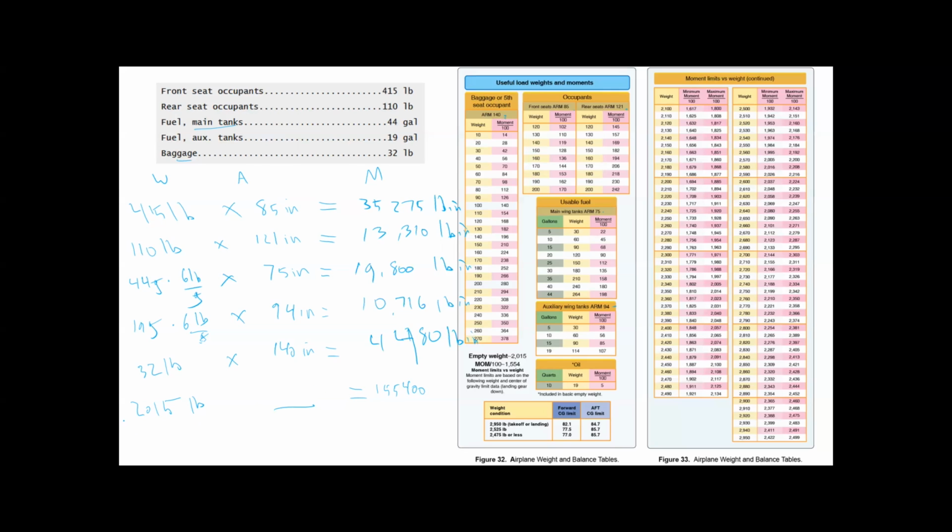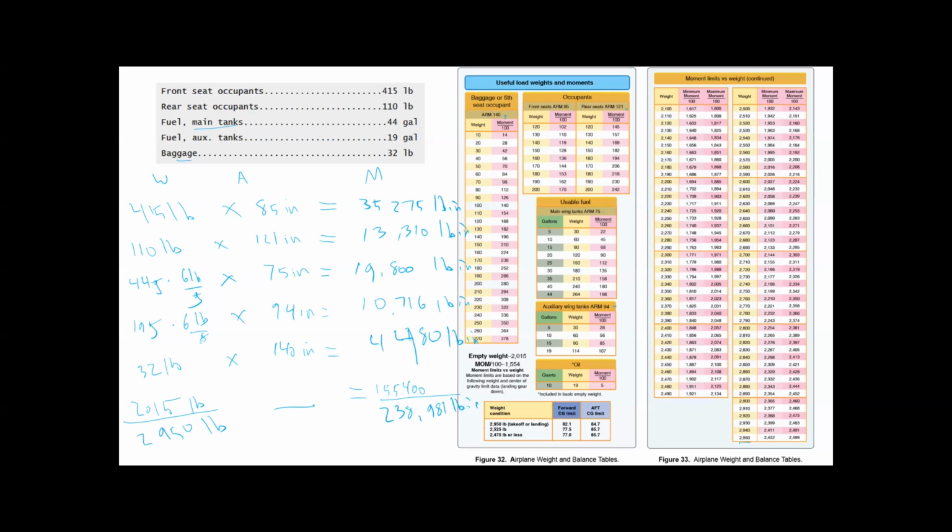And so like before, we're going to take the sum of all of our weights and the sum of all of our moments and figure out if we're within our limits. So the sum of our moments comes out to 238,981 pound inches. And our total weight is 2,950 pounds. And that's great because it looks like our max takeoff weight is 2,950 pounds. So now we figure out if we are within limits.